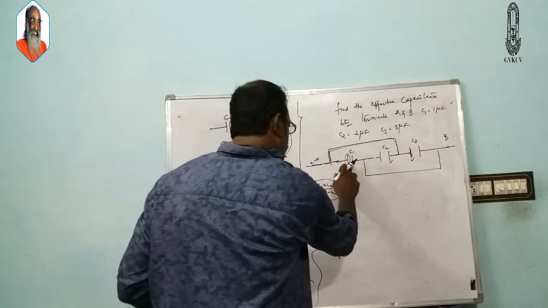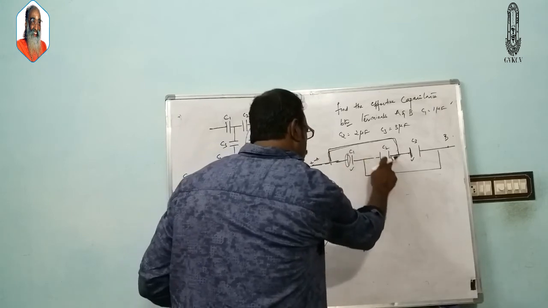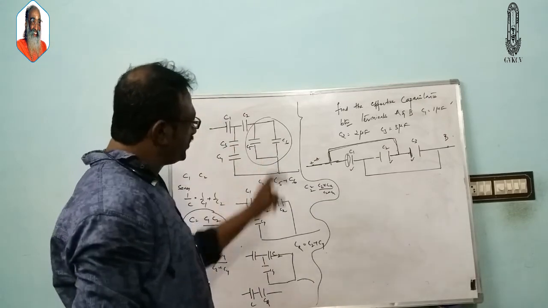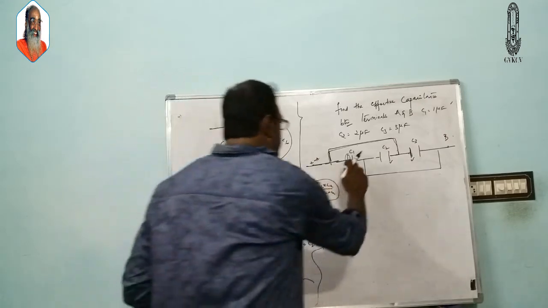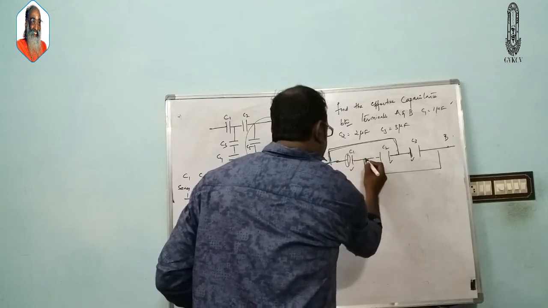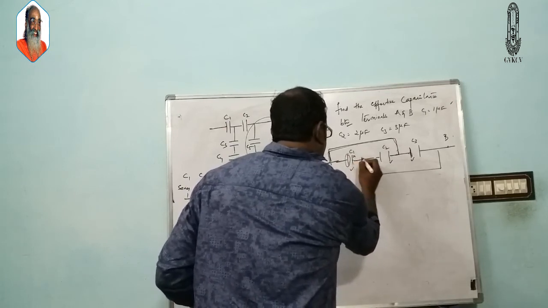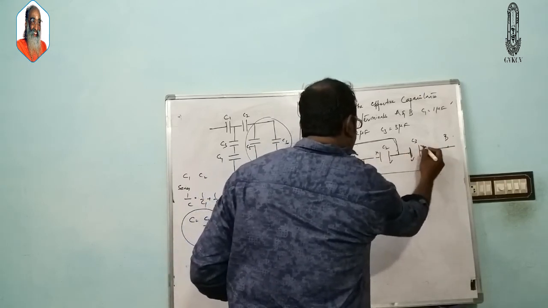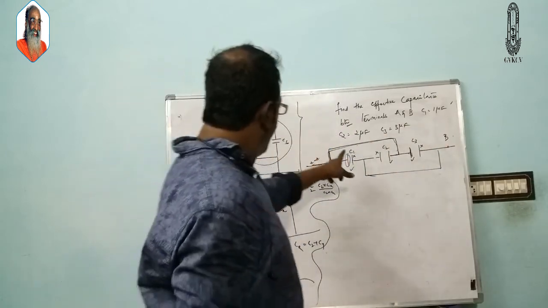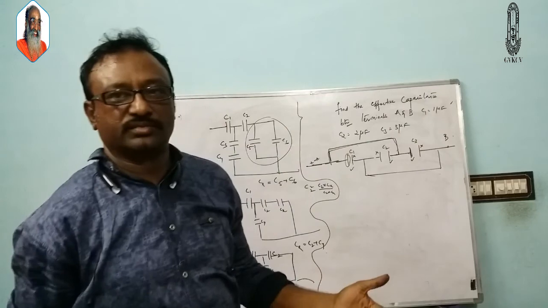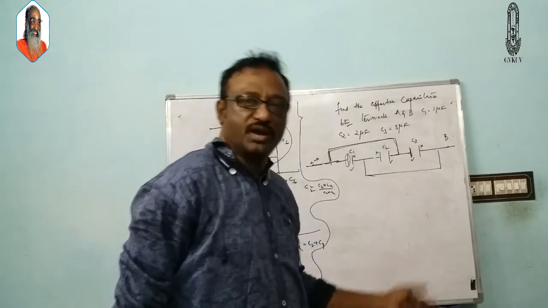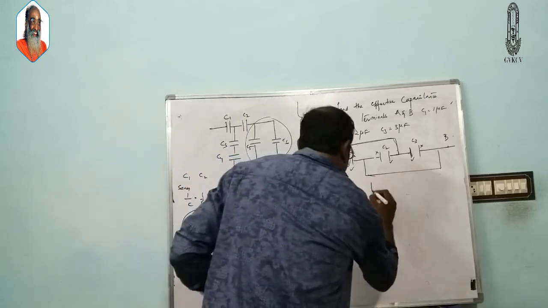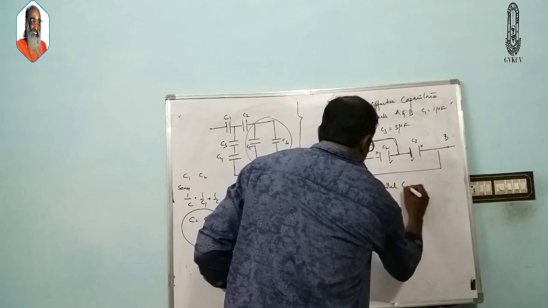That means in C1, one plate is connected to A, in C2 one plate is connected to A, in C3 one plate is connected to A. That means all one plates are connected to one point. And coming to the other plates, the other plate of C1 is connected to B, of C2 connected to B, of C3 connected to B. That means all other plates are connected to the other point. All one plates connected to one point, all other plates connected to the other point. What is the combination? Parallel combination. So all these are in parallel combination.